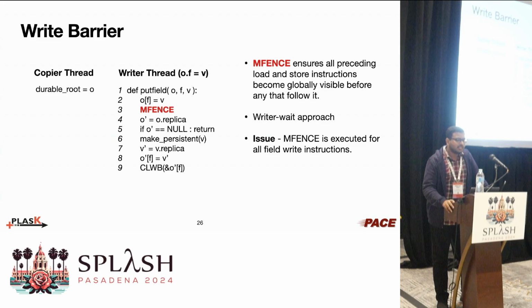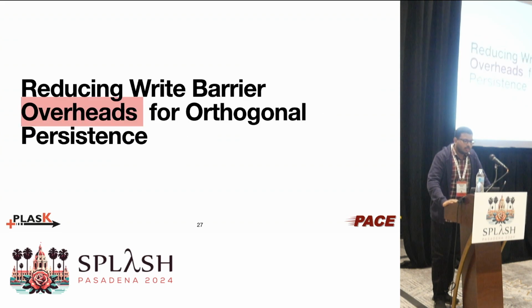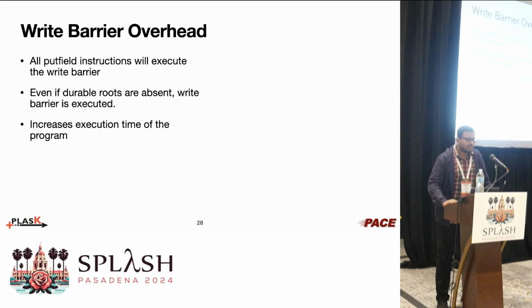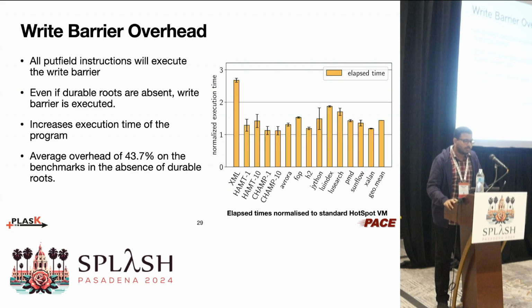But the issue here is that this mfence is executed for all put field instructions, and that generates a lot of overhead. So the write barrier overhead comes because when you are executing a simple put field instruction, for all put field instructions, this barrier will be executed. Let's say your program does not have a single durable root. Even in those cases, you will be executing this mfence instruction, which is an additional overhead, and this increases the execution time of the program.